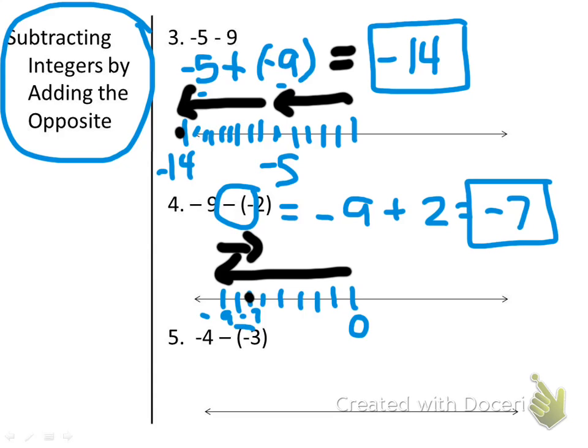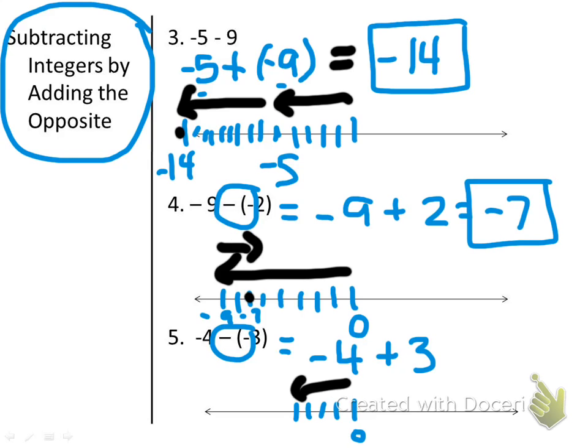For number 4, I have another adding the opposite, so a negative equals a positive. So I have -4 plus 3. Now I can solve my problem. I start at 0, go down to -4, and then I'm going to add 3. So when I go to -4, add 3, I am at -1. That is correct.